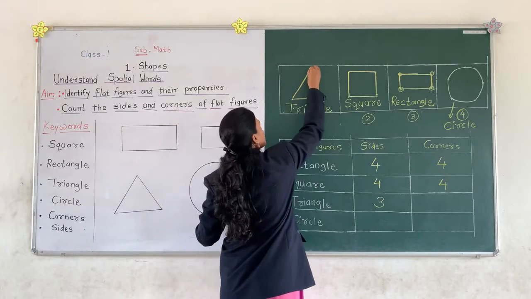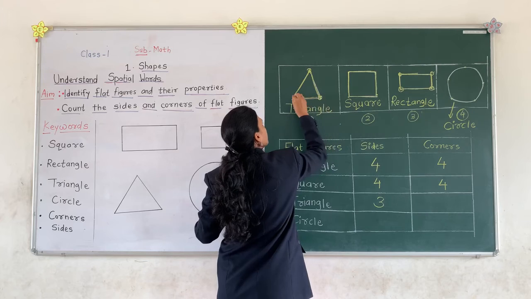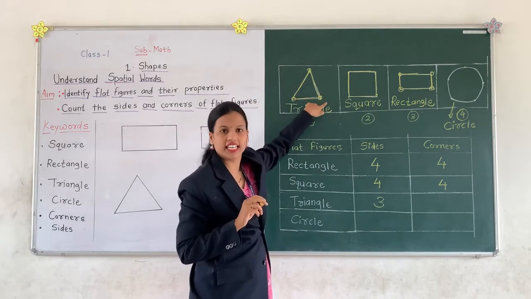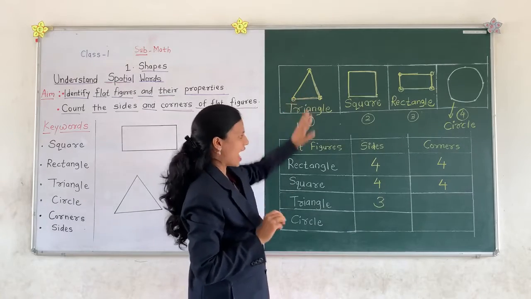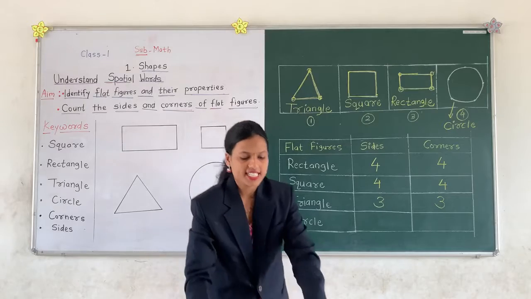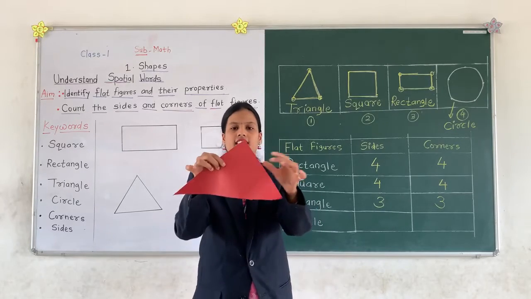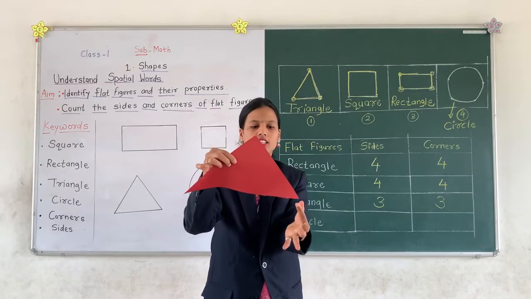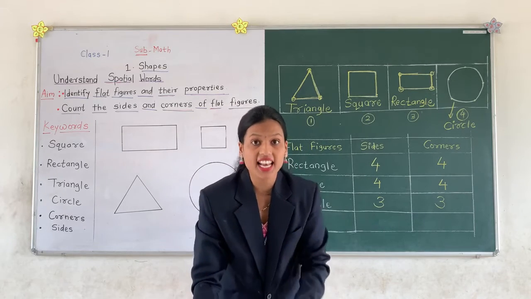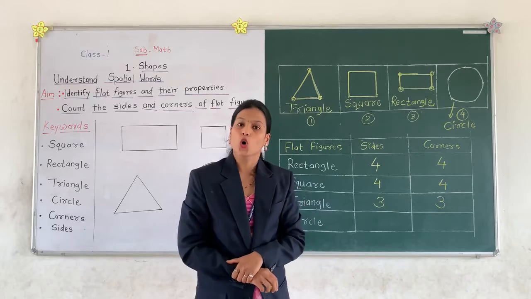Again these 3 sides. So 1, 2 and 3. The triangle has 3 corners. Okay? Triangle has, see again, corner number 1, corner number 2 and corner number 3. Triangle has 3 corners. Okay?